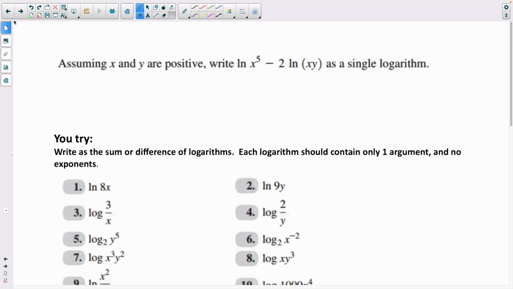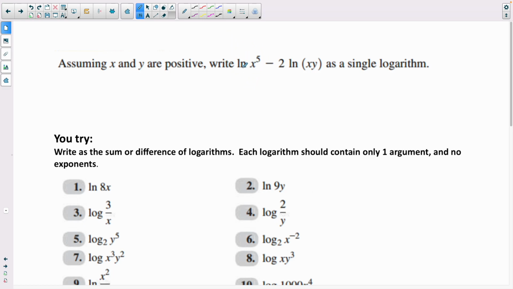Assuming x and y are positive, write natural log of x to the 5th minus 2 natural log of xy as a single logarithm. All right, so with this, we're going to work backwards. You work from outside, you bring in exponents, and then you combine using your product or quotient rule.